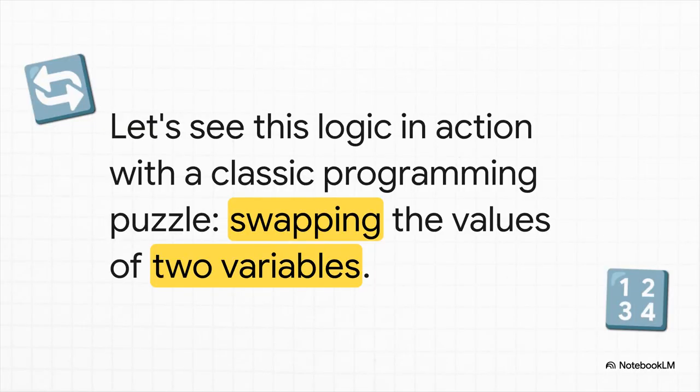To really get why this matters, what goes inside that if block, let's look at a classic little logic puzzle for programmers, swapping the values of two numbers. Imagine you only want to do the swap if a certain condition is met. The logic inside that block has to be absolutely perfect.